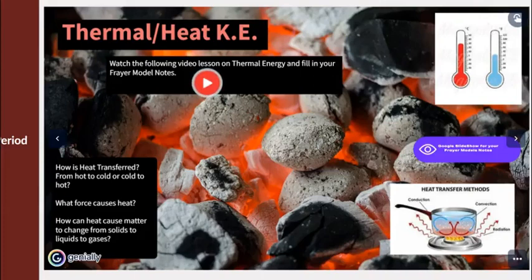The last and final form of kinetic energy that we will talk about is thermal or heat energy. Some questions I pose to you is, how is heat transferred? Is heat transferred from hot to cold or cold to hot? What force can cause heat to build up? How can heat cause matter to change from a solid to a liquid to a gas and back and forth?